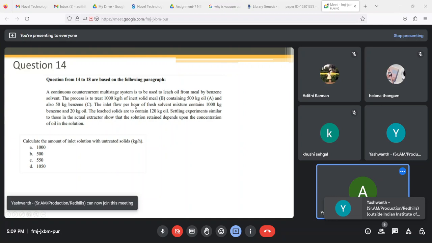The inlet flow per hour of the fresh solvent mixture contains 1000 kg of benzene and 20 kg of oil. The leached solids are to contain 120 kg oil.